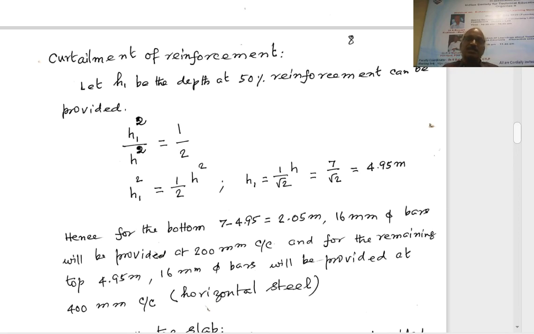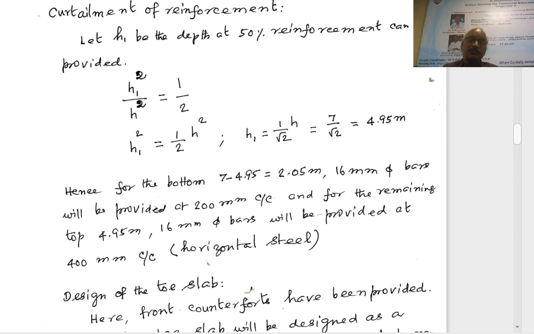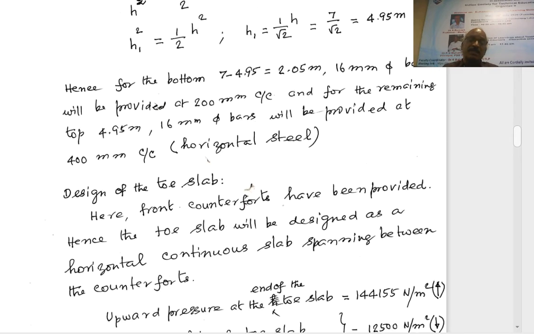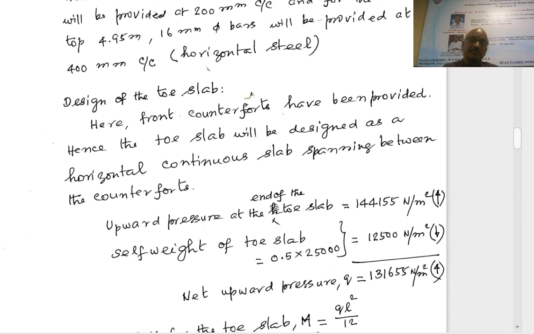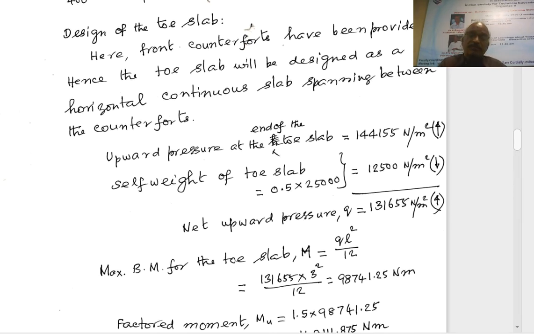When we draw the cross section, for the bottom 2.05 meters, you will have to show 16 mm diameter bars at 200 mm center to center. Above that, 16 mm diameter bars at 400 mm center to center. That we have to clearly mark in the drawing. So that completes the design of the upright slab. Upright slab design is over. Next is the design of the toe slab.